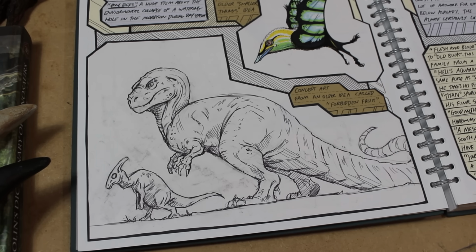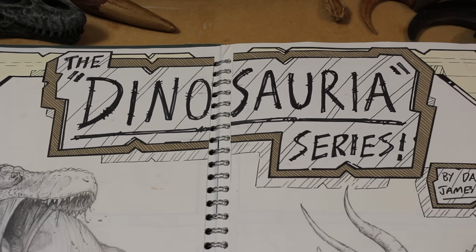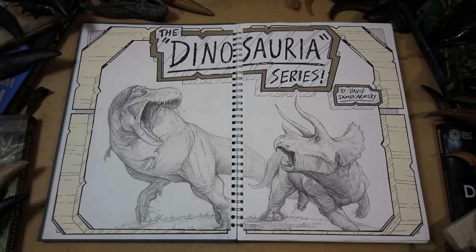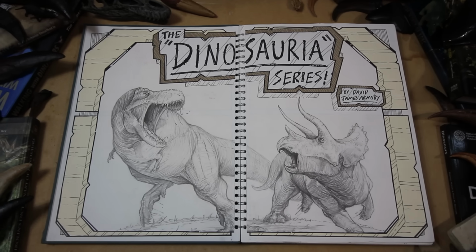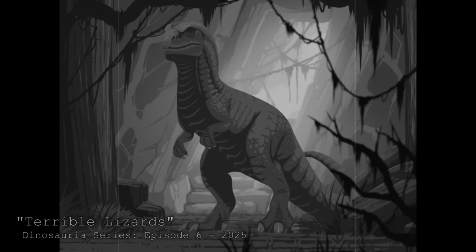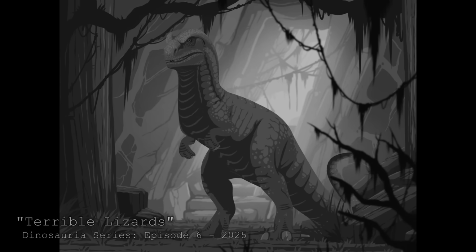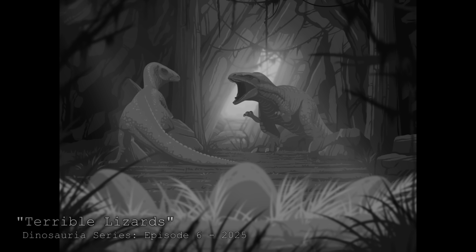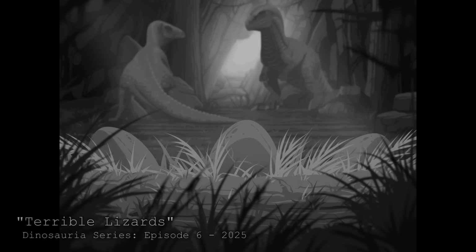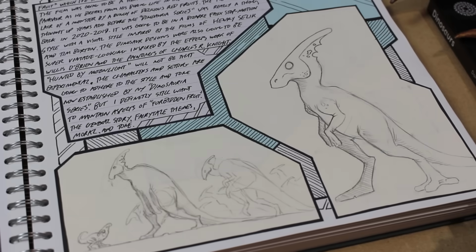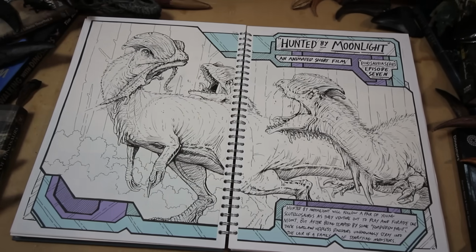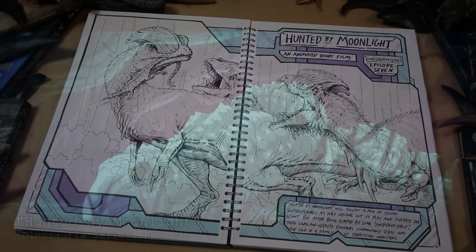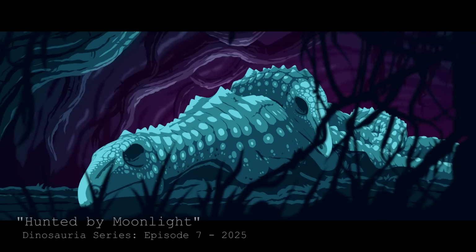I liked a lot about this idea, but the more the Dinosauria series took shape as we know it now, the less Forbidden Fruit really fit within it. And while I did eventually get to animate some retro dinosaurs in Terrible Lizards, it was actually the gothic fairy tale story and spooky atmosphere of Forbidden Fruit that really drew me to the concept, both of which served as the foundation of what would eventually become Hunted by Moonlight.